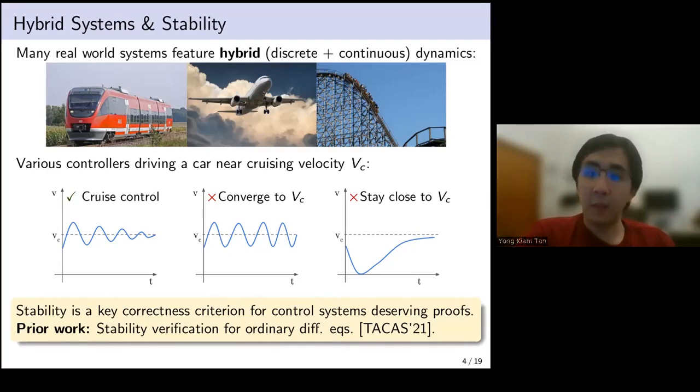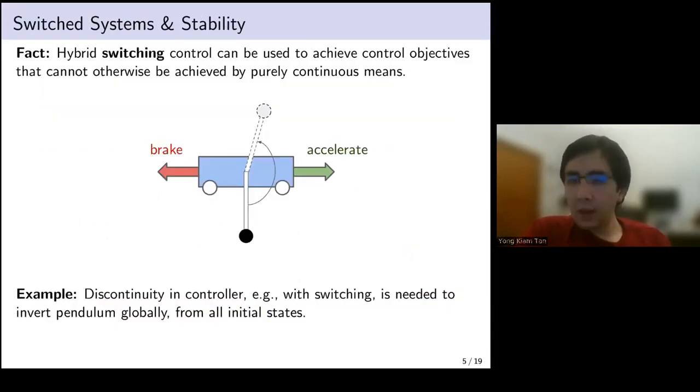So the point is that stability is a key correctness criterion, especially when we are designing these systems, and they deserve proofs, especially if we are in a safety critical setting. In prior work, we investigated stability verification for ordinary differential equations. And in this work, we're going to be interested in those stability questions for hybrid systems.